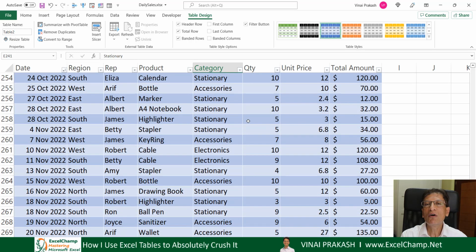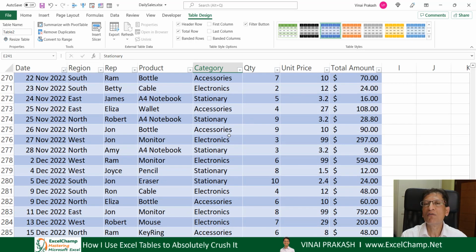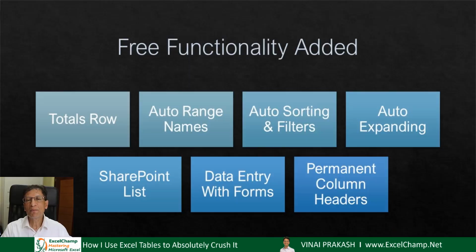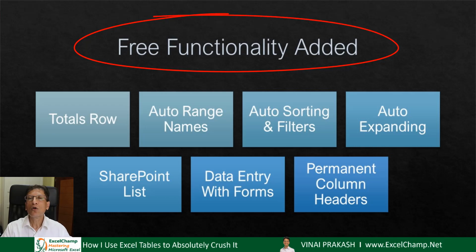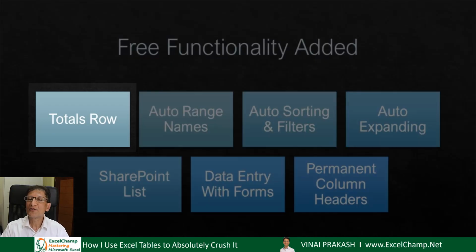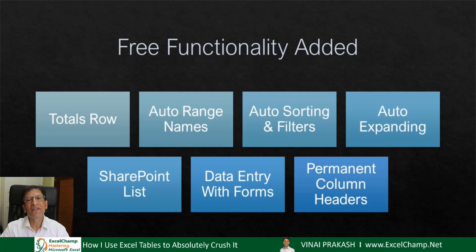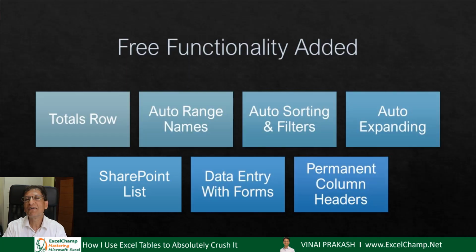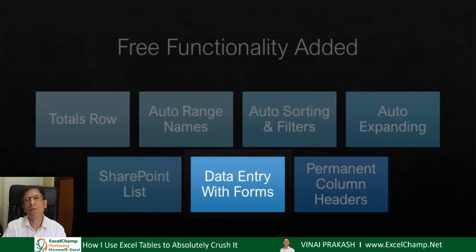And as you move along, you'll see that your column headers will always stay there, helping you to quickly make sense of data. So to summarize, we looked at a lot of free functionality: the totals row, the auto range names for every column, automatic sorting, automatic filtering, auto expanding rows and columns, even though they were not part, like we added the amount and we added a couple of extra data entry rows. We saw how to export the data into SharePoint and further how to do data entry with forms.